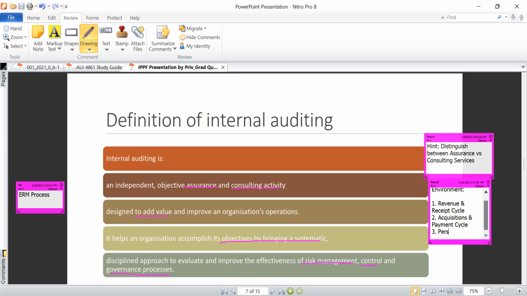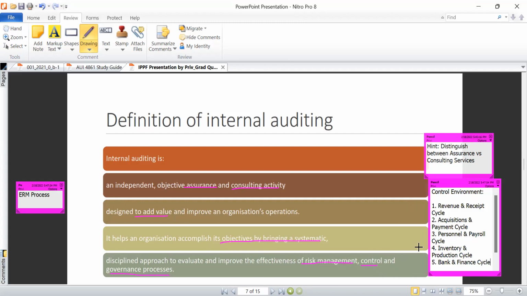There's personnel and payroll cycle, inventory and production cycle. Then there's bank and finance cycle. I hope I did not omit anything here, but very important, controls deployed in different departments or rather in different process activities.